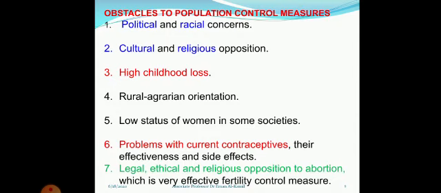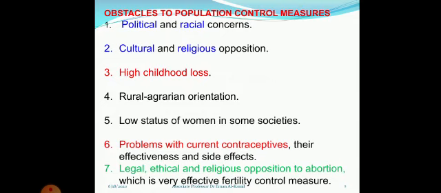Problems with the current contraceptives. There is a wide range of contraceptives, such as pills, injections, intrauterine devices, or sterilization; there are a large number of methods, but they are not free from side effects. Many women have different types of side effects, so they don't like or are inhibited from using contraception. Legal, ethical, and religious opposition, as we mentioned, to abortion, which is a very effective fertility control measure.